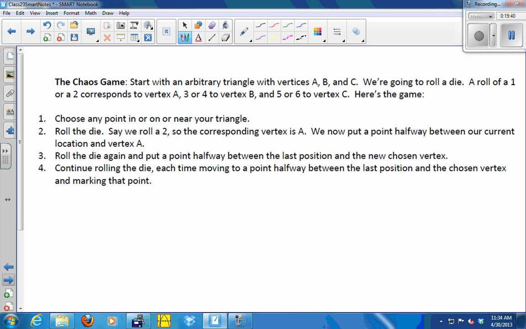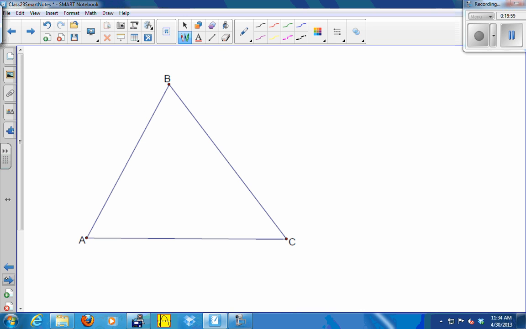We start with an arbitrary triangle. We name the vertices A, B, and C. The 3 corners are going to be A, B, and C, and we're going to roll a dice. A roll of 1 or 2 is going to correspond to vertex A, 3 or 4 to vertex B, and 5 or 6 to vertex C. And here's how the game works. You choose any point in or on or near your triangle. So here's my triangle. I'm going to choose any point.